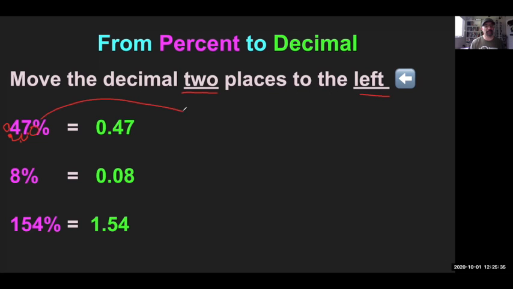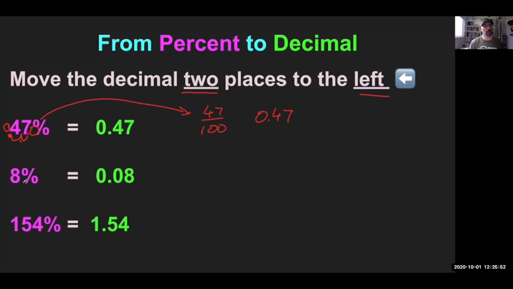Because again, 47% means 47 over 100. And we already learned that 47 over 100 is the same as 0.47, right? 0.47 is the same as 47 over 100. So that's all you do. You move it two places left.